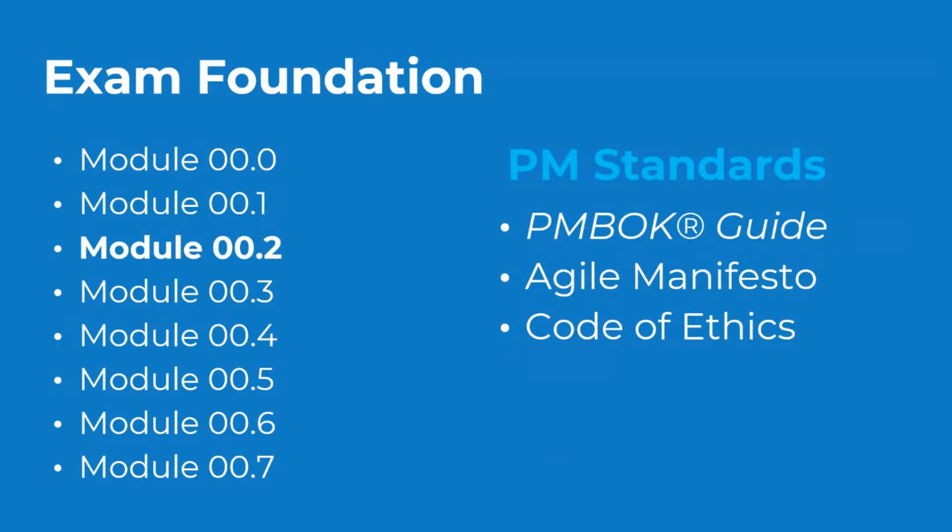00.2, project management standards. Here we review a few items from the PMBOK guide. It's actually not the PMBOK guide itself that we're reviewing. We have taken the PMBOK guide as a starting point for a lesson on the principles and the second lesson on the performance domains, and we review those from the perspective of experts out there. So we go above and beyond the PMBOK guide for the PMP exam. The Agile Manifesto is in there, the Code of Ethics is in there. So all those basic documents that you need to do.